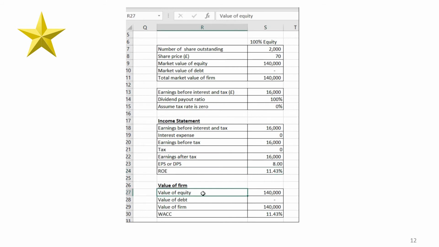The value of equity can also be calculated by discounting the future cash flows, as represented by earning after tax divided by the expected or required rate of return of 11.43%. The value of the firm is equal to the value of equity, as the company is 100% financed by equity. As there is no debt in the company, the weighted average cost of capital is equal to the cost of equity.